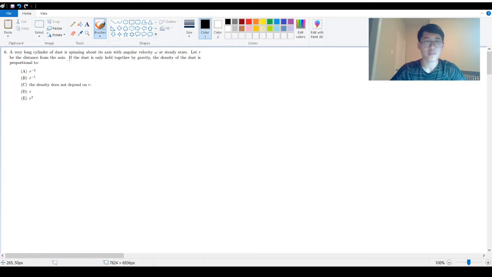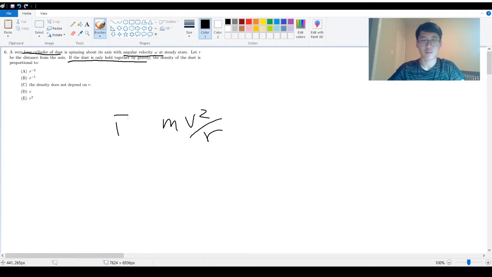Let's first think about what it really means for the very long cylinder of dust to be held together only by gravity if it's spinning at angular velocity omega. So we obviously know that if it's spinning around in a circle, it must have this force, right? mv squared over r, the centripetal force. It must have this force acting on it in order for it to be going around in that circle.